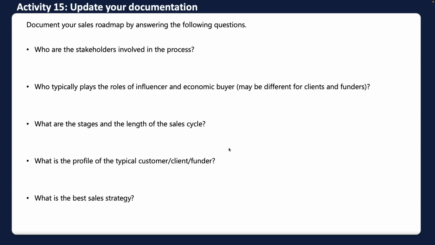Activity 15 is now you take what you just learned and you come back and you start updating documentation again. So here are the questions. Who are the stakeholders involved in your process? It could be your customer, client, donor. Who typically plays the role of influencer and economic buyers? That could be different people. And remember, the economic buyer is the one that's actually writing the check. So in the case of a client, it could be the donor being the actual economic buyer because they're funding this.